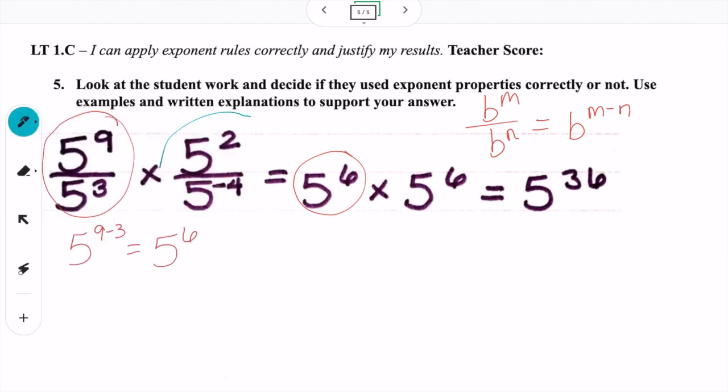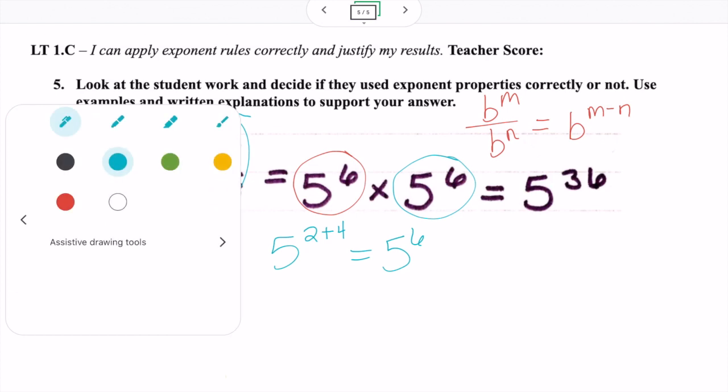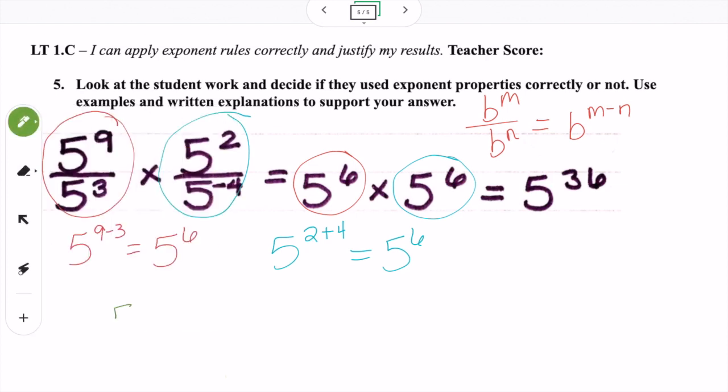Let's look at the second quotient. We have 2 on top, and we're subtracting a -4, which is the same as adding. That does turn out to be 5 to the 6th as well. Those 2 parts were done fine. It's the last step that was not done correctly. 5 to the 6th times 5 to the 6th is not 5 to the 36th. And I'll show you why.